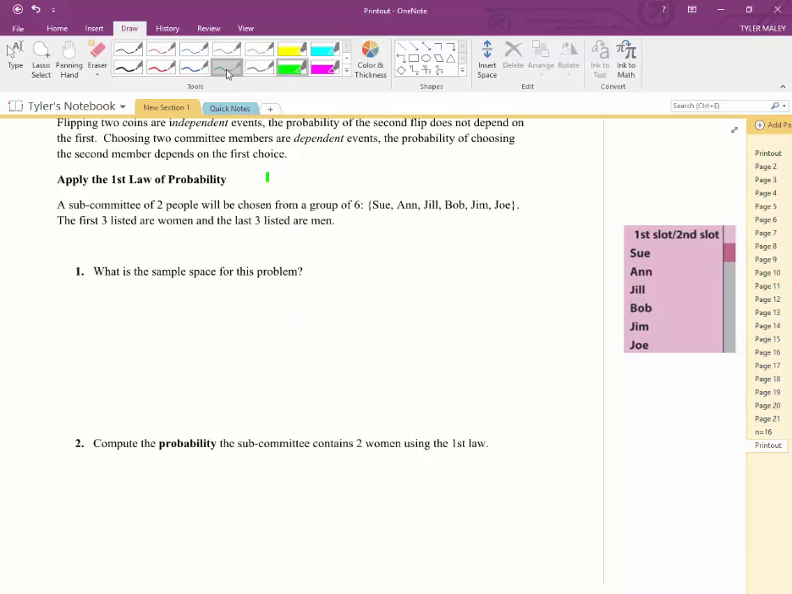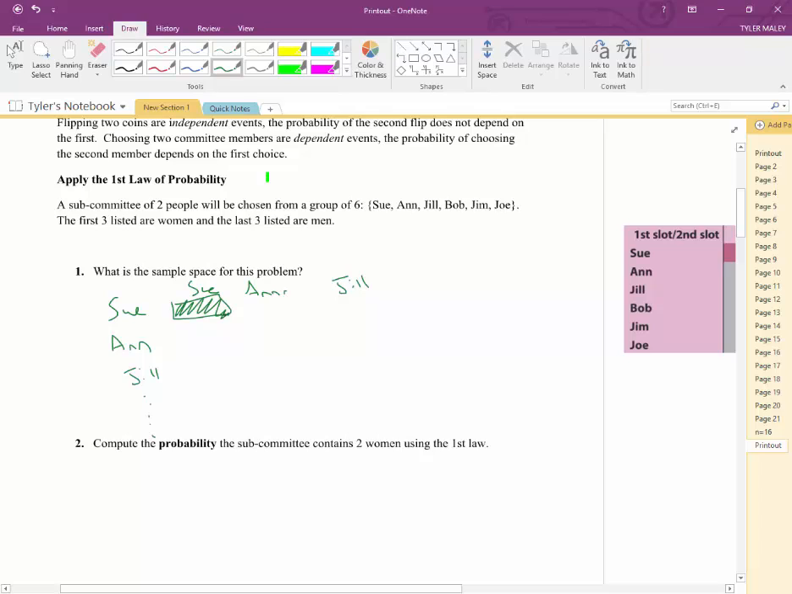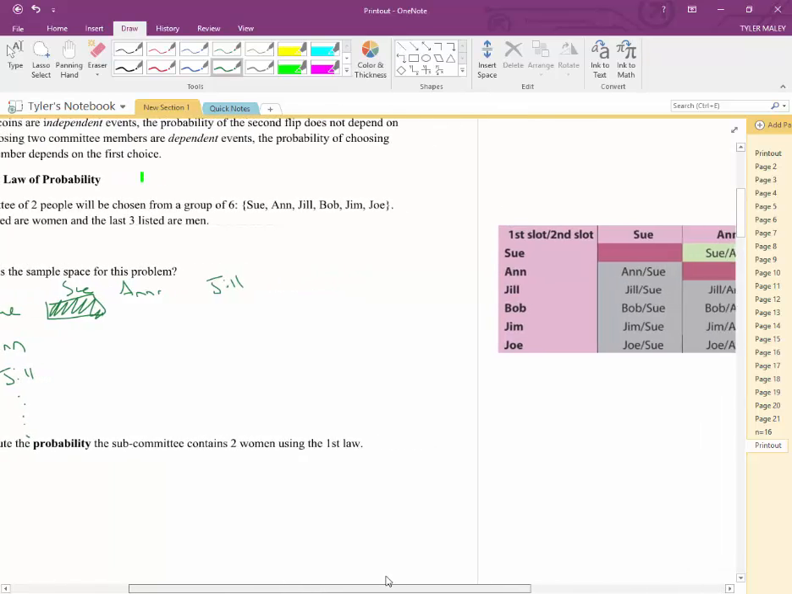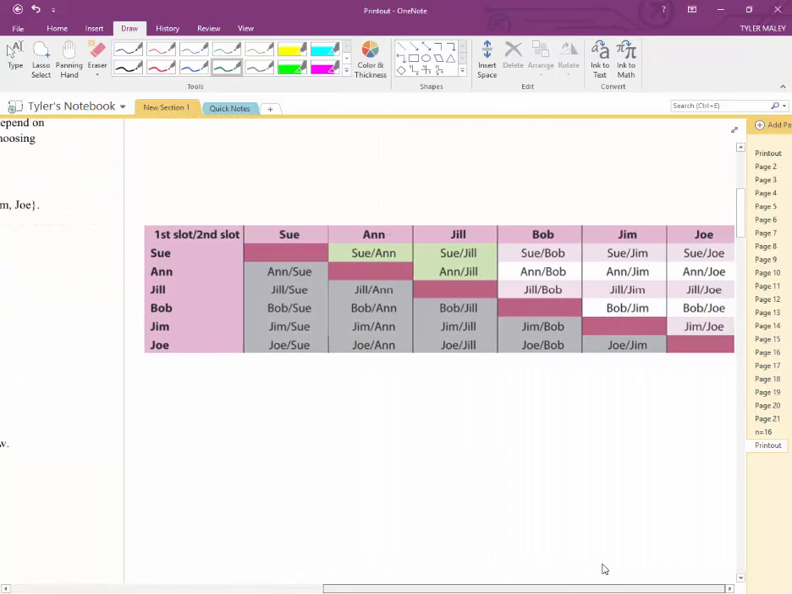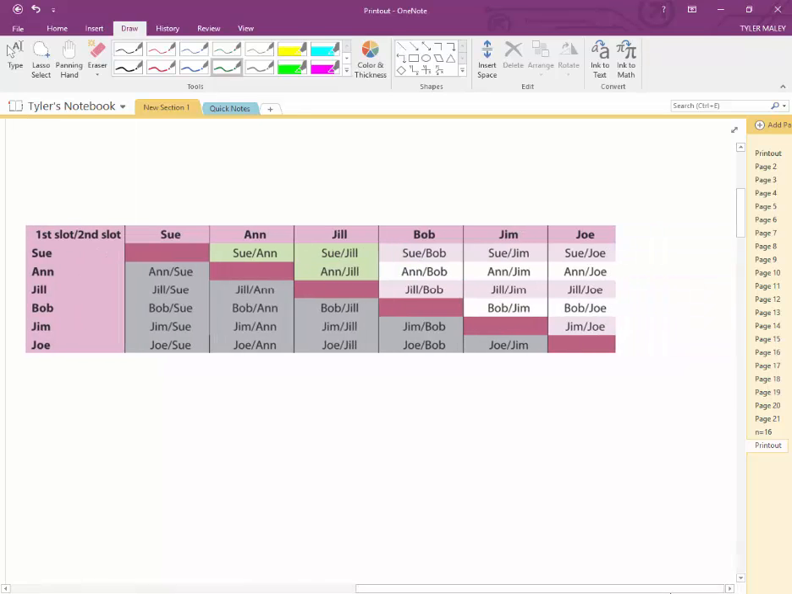So to get the sample space, we would need to list Sue, Ann, Jill, and so forth, right? And then across the top, we could list Sue, Ann, and Jill, and see the combinations we get, right? But Sue and Sue wouldn't be in our sample space, because we can't choose Sue first and second to be on this committee. So I made a diagram here that's a little more clear than my writing.